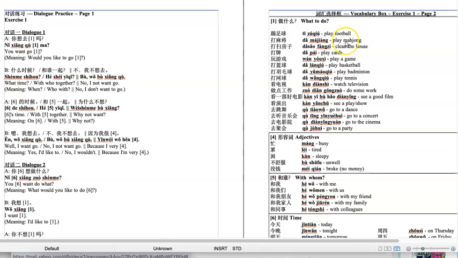Would you like to go play mahjong? Would you like to go clean the house? Would you like to go play cards? Would you like to go play a game? Would you like to go play basketball? Would you like to go play badminton? So you get the idea.